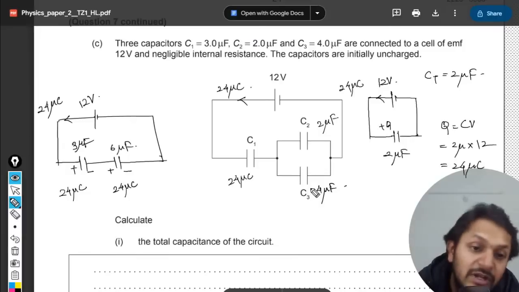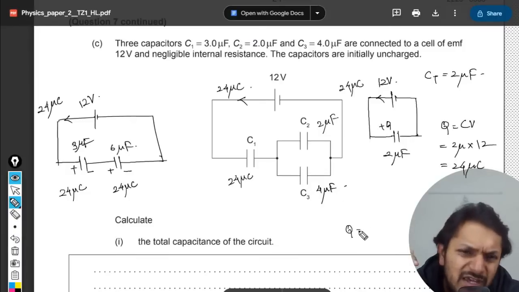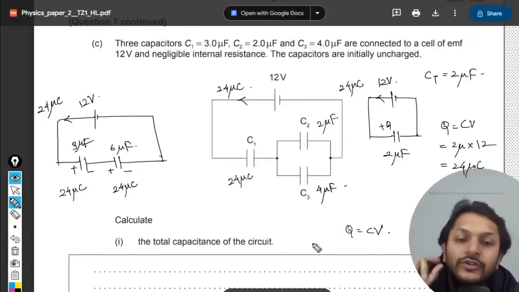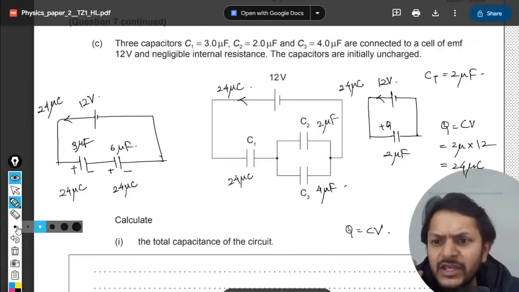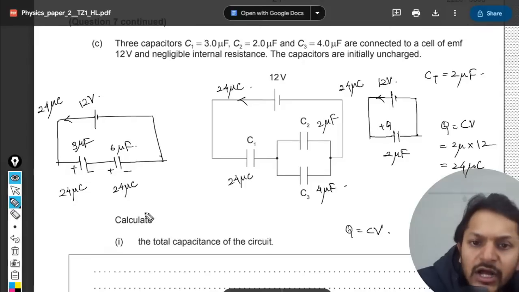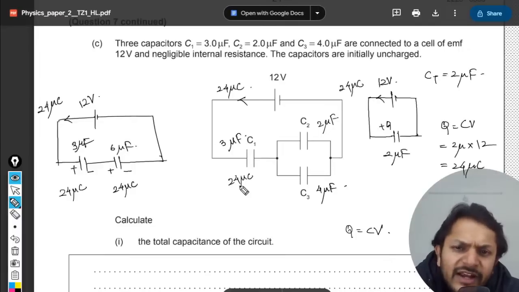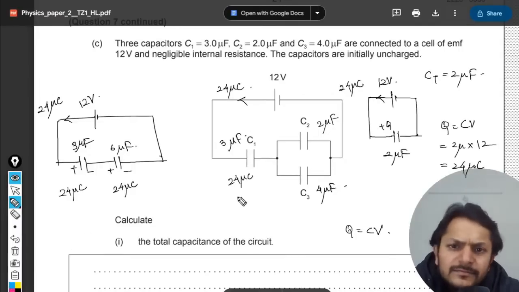Now there is only one formula, which is Q is equal to CV, and in this case C is known, V is not known, Q is not known, so we have to find the potential V. So there are two methods now. The charge on this is known, 24 microcoulomb, and the capacitance is also known. So we can find the potential V1 across this.